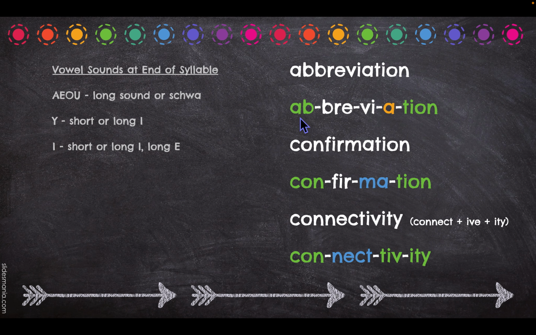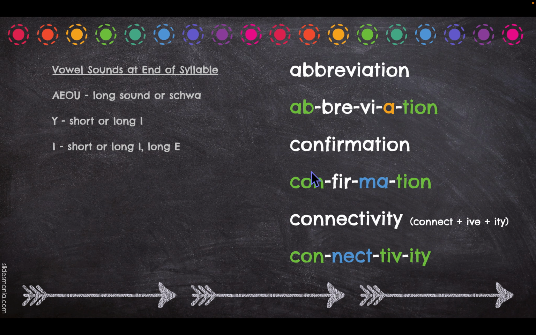Let's look at this word here. Right here, we have the prefix ab. But even if you don't know that, you can divide right here between the two consonants. We will divide after a vowel, before a single consonant, between two consonants that do not make one sound, and before the suffix shun. So we have abbreviation. This I has the long E sound because it's before another vowel.